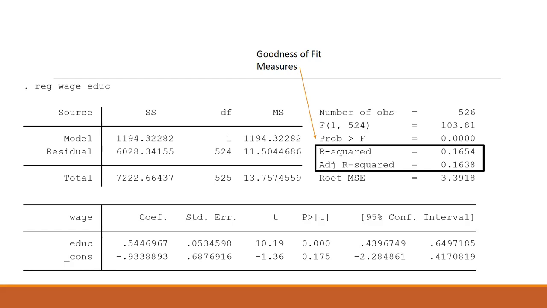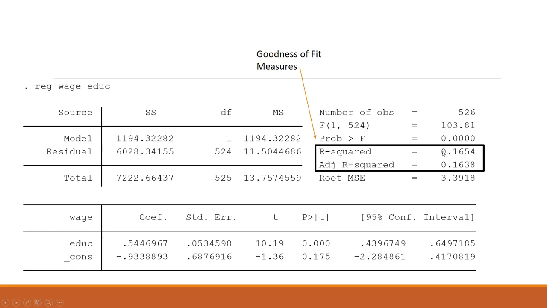All right. Now, let's take a look at our goodness of fit measures. In our Stata results, we also get goodness of fit measures. This describes for us how well our model describes the data. How well does our model describe changes or variation in wage? We've got two that we're going to focus on primarily. They're called R squared and adjusted R squared. We'll talk about adjusted R squared in the next lecture. So for right now, let's just look at R squared.